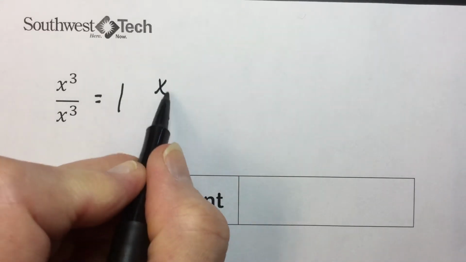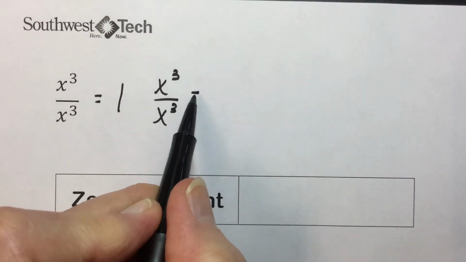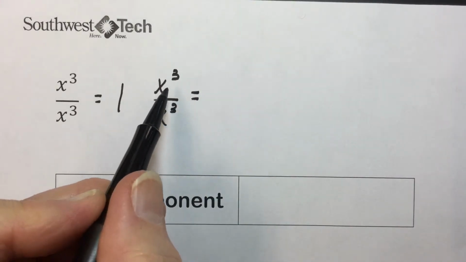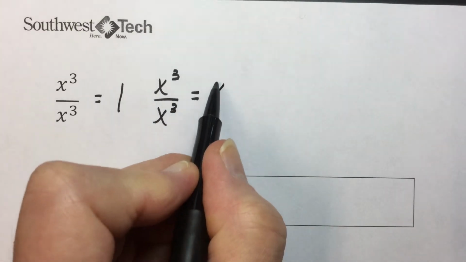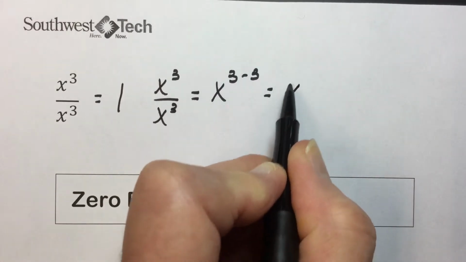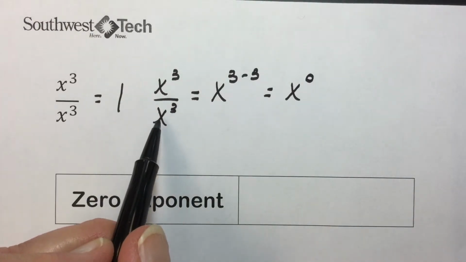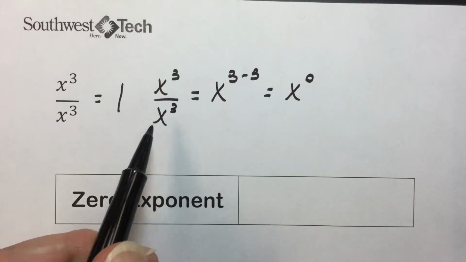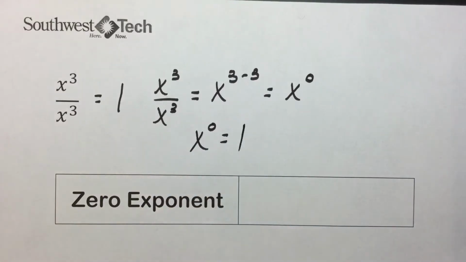If we set this expression up again, and this time use our quotient rule, the quotient rule is such that if we have a common base divided by itself, we can simplify by subtracting the exponents. And 3 minus 3 leaves us with x to the 0. Since both of these things started with equivalent expressions, the conclusion then would be that x to the 0 is equal to 1. This leads us to the property of the 0 exponent.